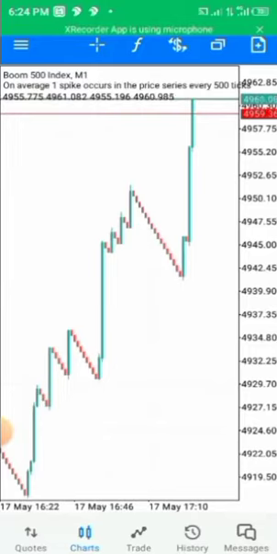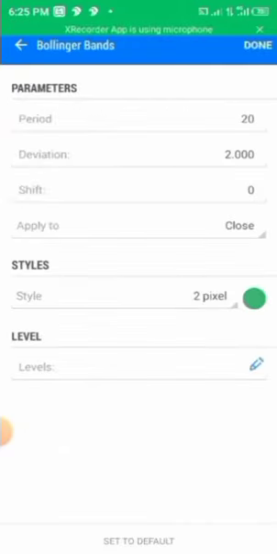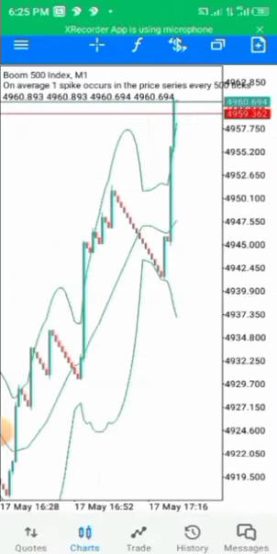So guys, quickly before we get started, the first thing you have to do is click on your indicator. Then you click on Bollinger Bands. When it opens, you see how the setting is. Just leave everything like that as it is.